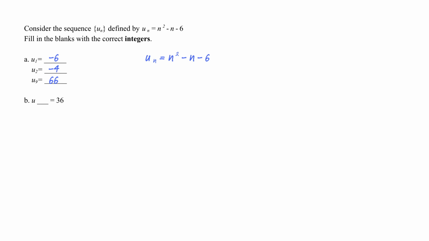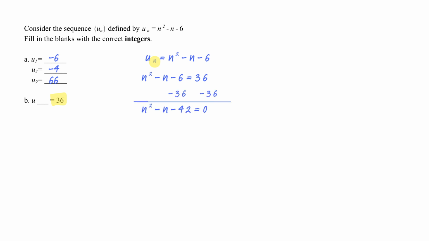For part B, we are given the answer 36, and we have to find out which position gets you there. In other words, we have to find the n value. We set the formula equal to 36. Move everything to one side so it equals 0. So let's subtract 36 from both sides.